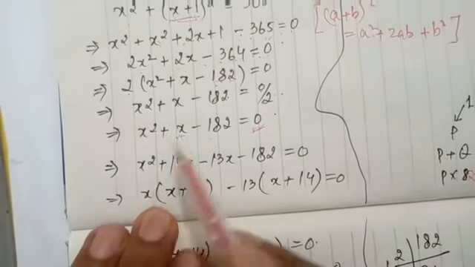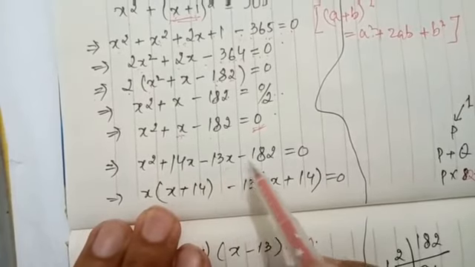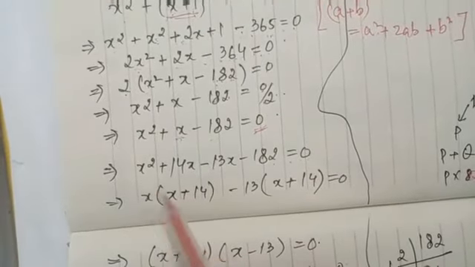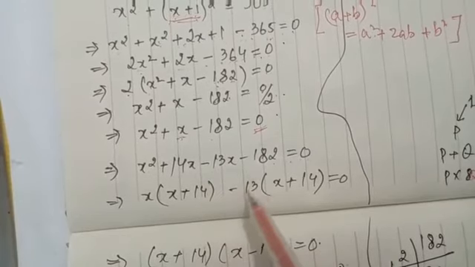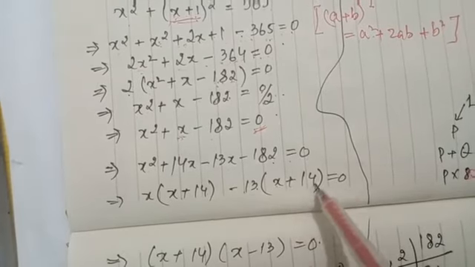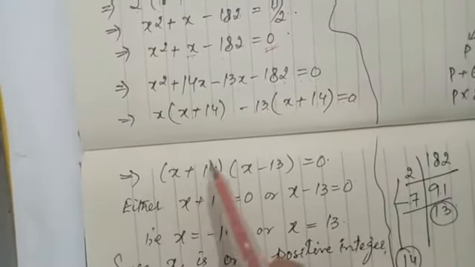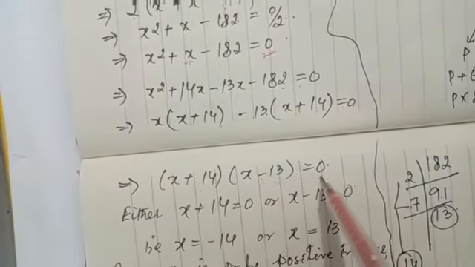So I can write x square, instead of this x, I will write 14x minus 13x minus 182 equals 0. Then I will take x common, here will remain x plus 14. Then I will take minus 13 common from these two terms, here will remain x plus 14, equals 0. Then x plus 14 is common. I will take it out, x plus 14, there will remain x minus 13. I will write here x minus 13 equals 0.